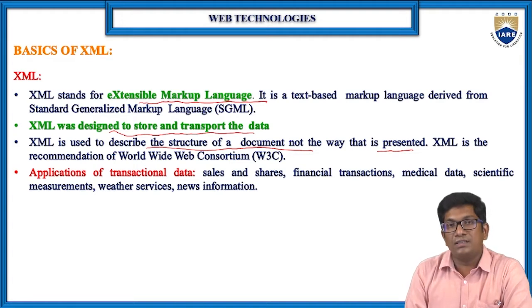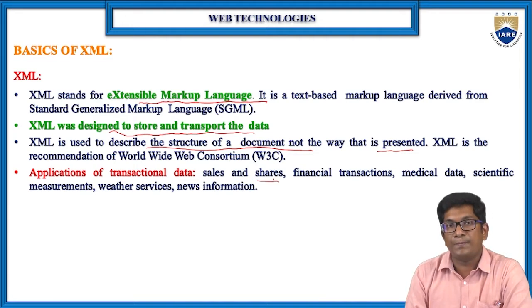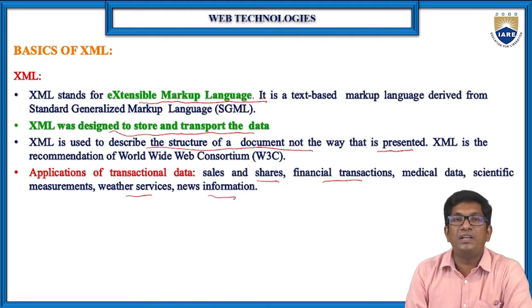Some of the transaction data in real time can be used in sales and shares, financial transactions, medical data, scientific measurements, weather services, and news information. These are transactional data. Every millisecond, the data changes. So how to manage this type of data? How to store and retrieve data very fast? That is possible by using XML, that is, Extensible Markup Language.